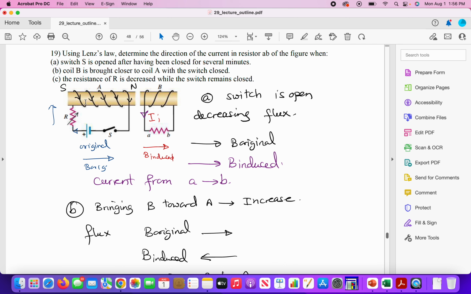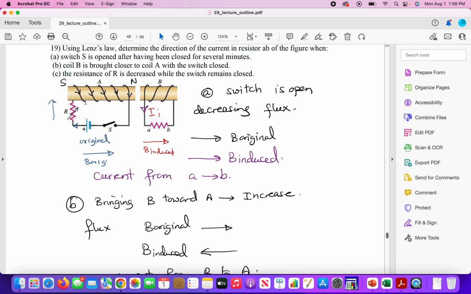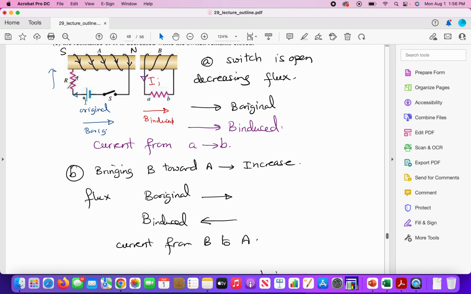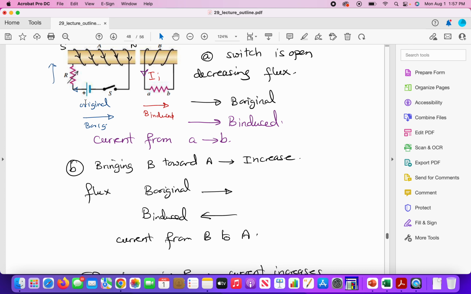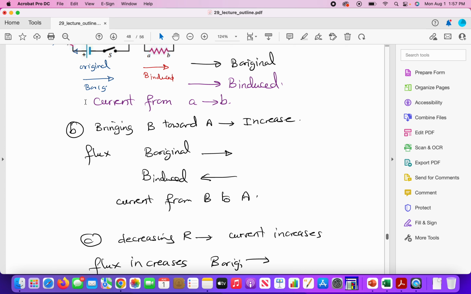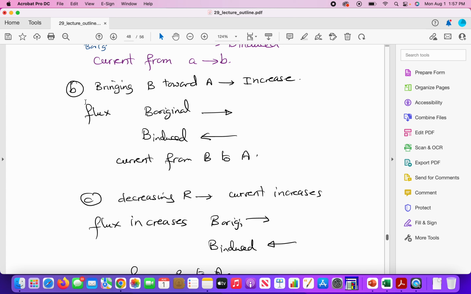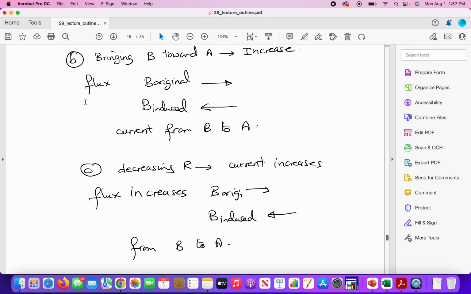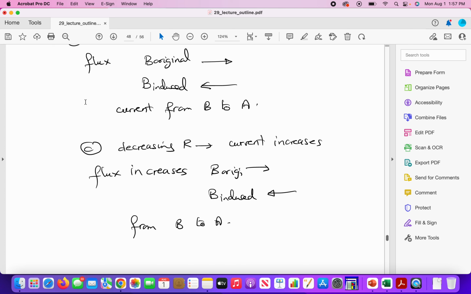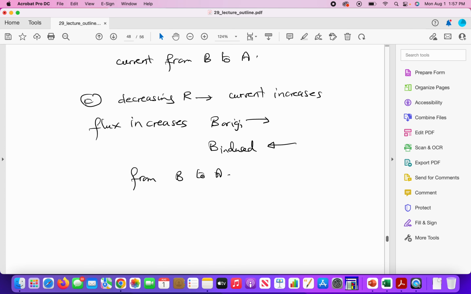Now, bringing B towards A means that we are going to have an increase in the flux. Then if B original is going to stay to the right, then the B induced should be to the left, and therefore the current is from B to A. The last one, a decrease in R means the current increases and therefore the flux is increasing, and then again the two B's are going to be in opposite directions, and then the current is going to be from B to A.